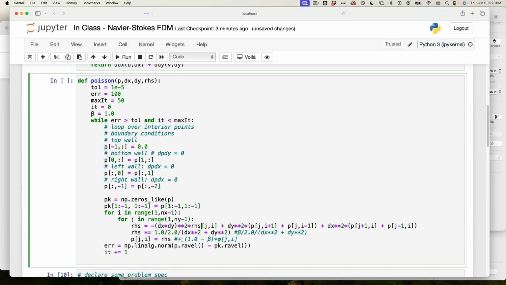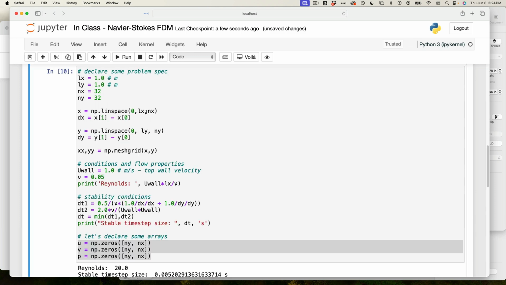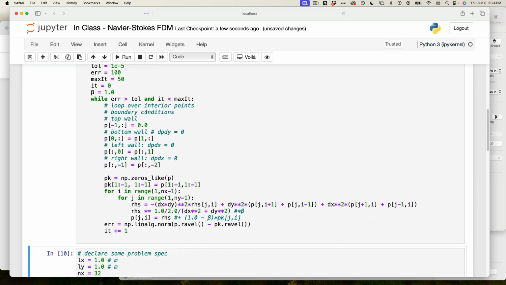Okay, so this is going to be a very slow solver, but it's okay. It's going to do the job. It just iterates until we hit a tolerance of 10 to the minus 5, and up to 50 iterations at most. So that gives us the Poisson equation.